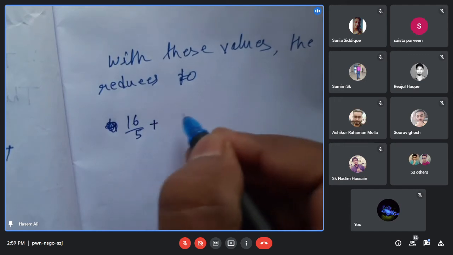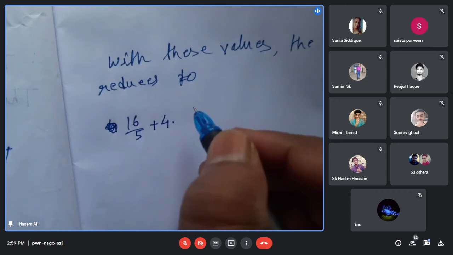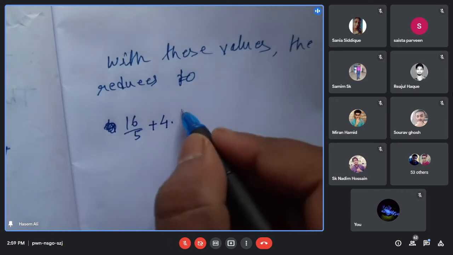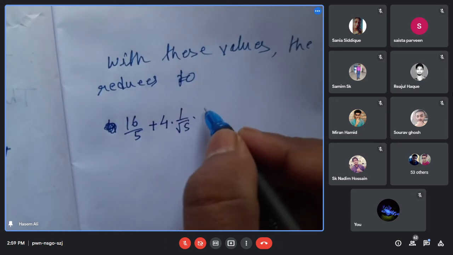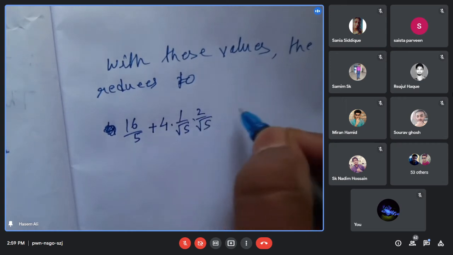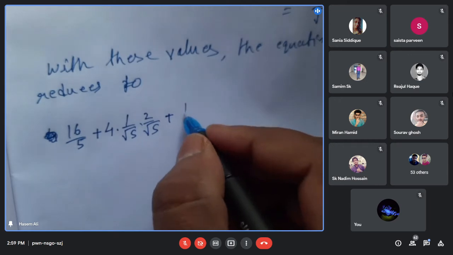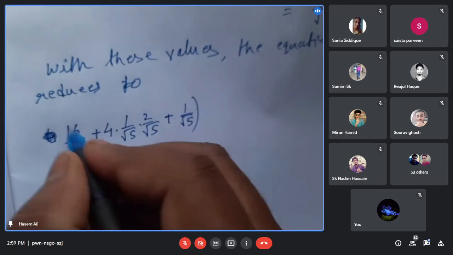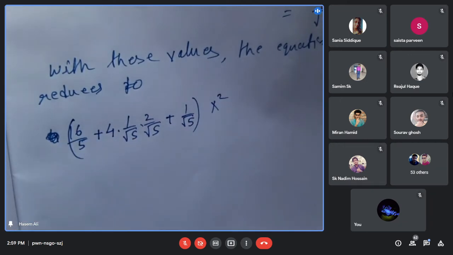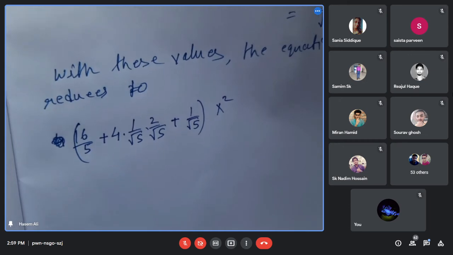4 sin theta cos theta. 4 into sin theta. What is sin theta? Sin theta is 1 by root 5, and cos theta is 2 by root 5. Plus sin square theta, which is 1 by 5, into x square. The coefficient of xy will be 0.